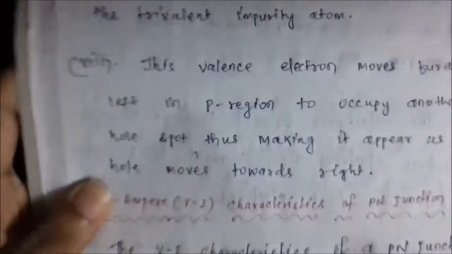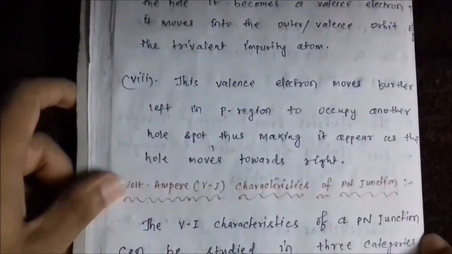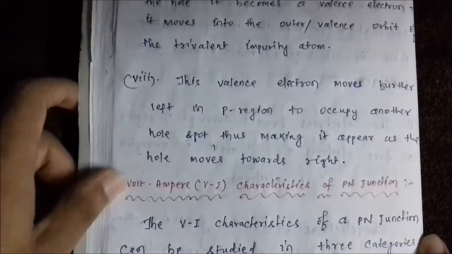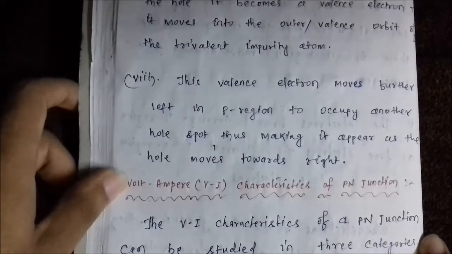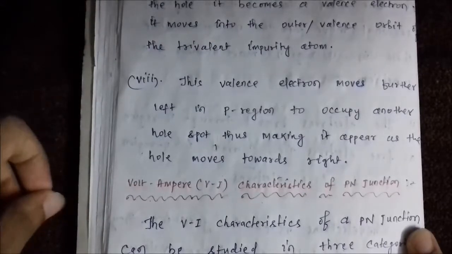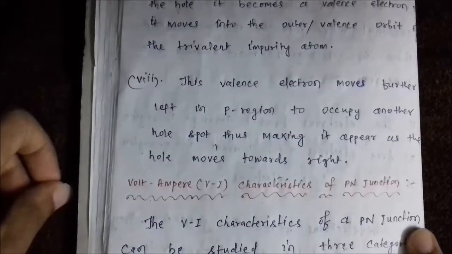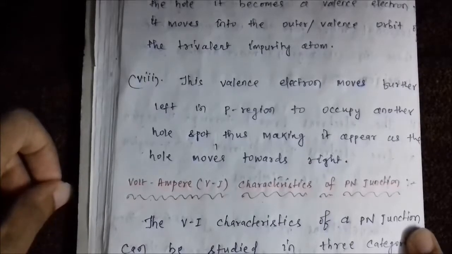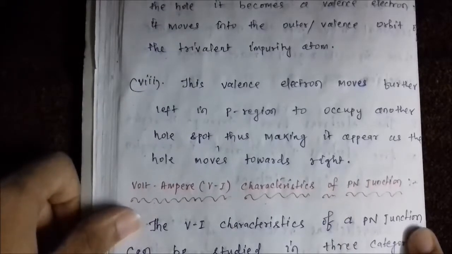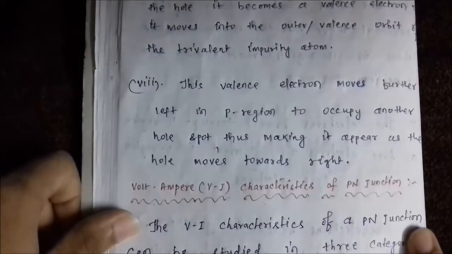Now we are going to switch over to the volt-ampere characteristics. What is the volt-ampere or the voltage-current characteristic? It is a plot of the response of a PN junction device in terms of its current flow when an external voltage is applied across it. Now this volt-ampere characteristic plot is studied under three categories.